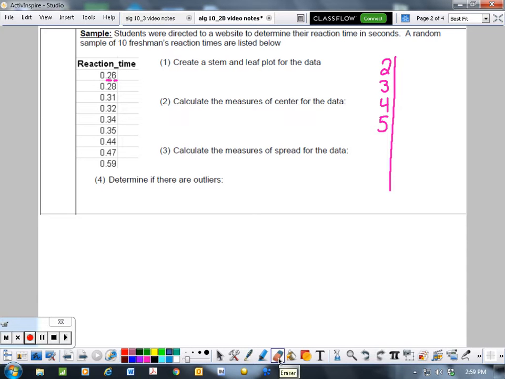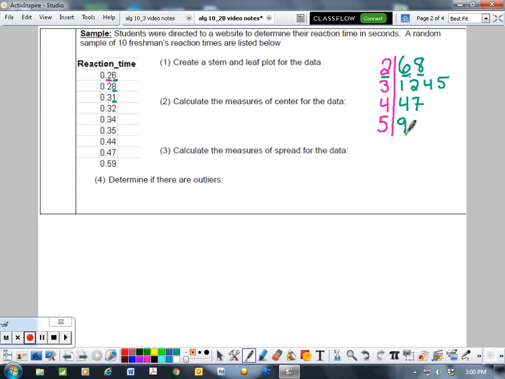And then I'm going to go ahead and erase the rest of this really quick. And then what I'm going to go ahead and do is I'm going to do the leaves in another color. So this is 26. And so I'm going to put the 6 right here with the 2 for 26. And then 28, so I'm going to put an 8 here. So that's my number 28. So the 2 goes with the 6 and with the 8. So I've got a 26 and a 28. And then I go 31, so I'm going to put a 1 here, and then a 2, and then a 4, and then a 5. So remembering that these go in numerical order, increasing numerical order, and then 44, 47, and 59.